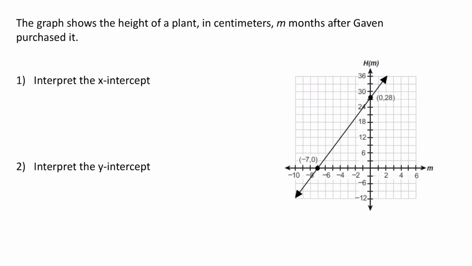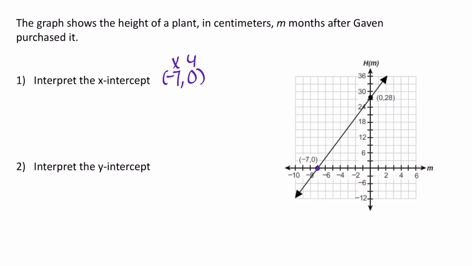So the slope of 3 tells us that 3 miles per hour is her hiking speed. So now let's look at this problem. The graph shows the height of a plant in centimeters m months after Gavin purchased it. Interpret the x-intercept. The x-intercept is going to be here at (-7, 0). That means that x equals -7 when y equals 0.